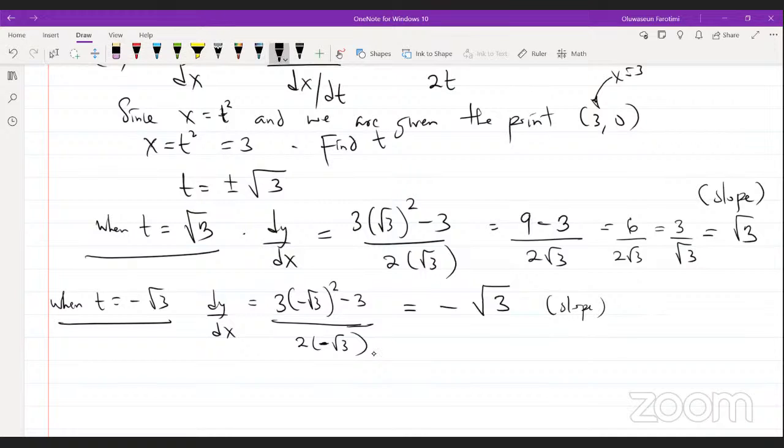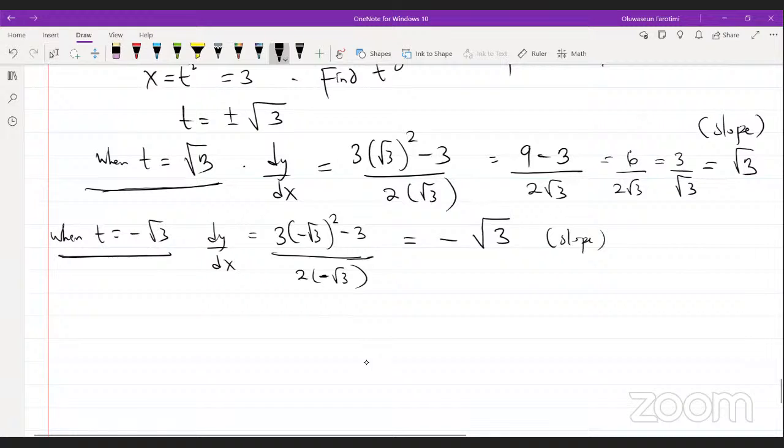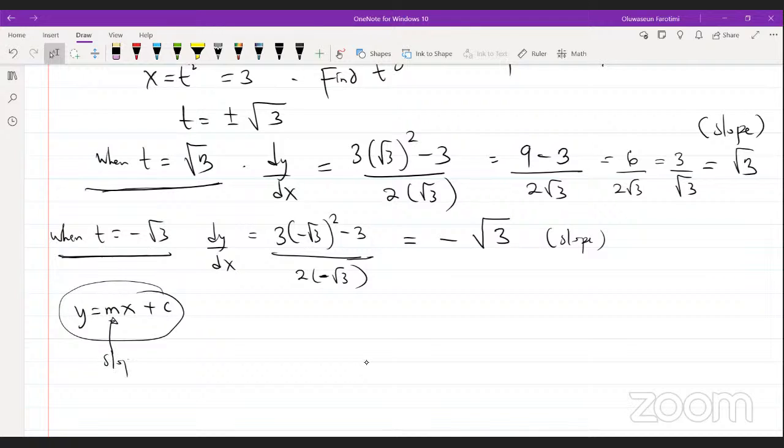Let's move on, guys. So now we had, when t is square root of 3, this was the slope, right? Now, do you guys remember the equation of a line, y equals mx plus c? The m is what we call the slope. The c is what we call the intercept, right? And then we had the same equation of a line like this, y minus y1, the one-point form, equals m times x minus x1.